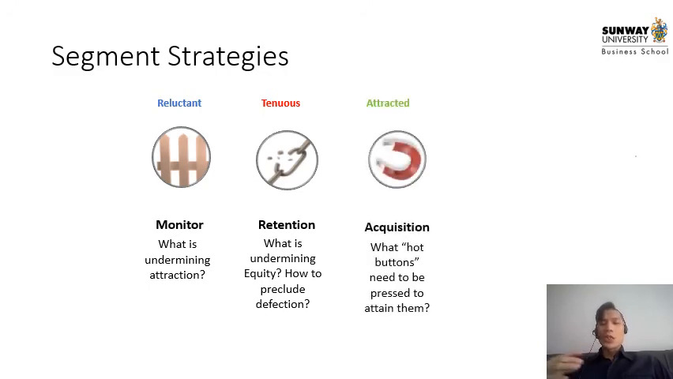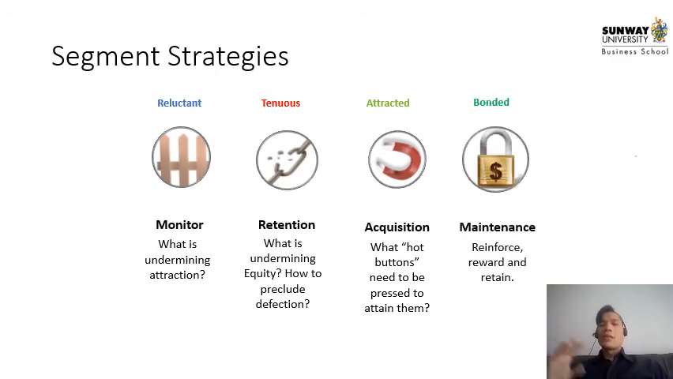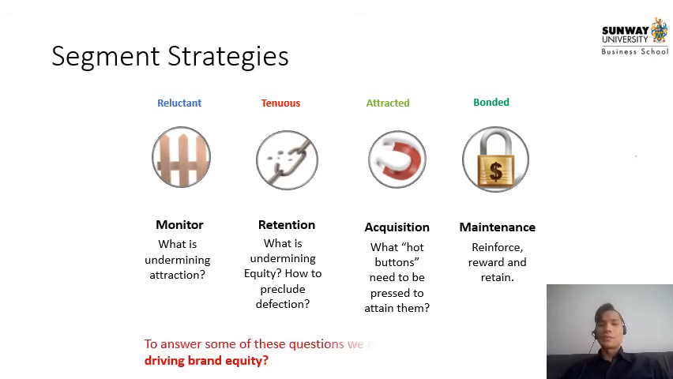Then there is also the attracted, the acquisition. So our main target is how do we acquire them? What are some of the hot buttons that need to be pressed in order to get them in? So what are their pleasure points? Can we increase those pleasure points? At the same time, we can also think about how do we decrease the pain points of those people. And then for those who are bonded, these are our loyal customers. Now, to make them our mouthpiece, we must also think about how we are going to reinforce, reward, and retain them even further, and also get them to do the marketing for us in the long run.